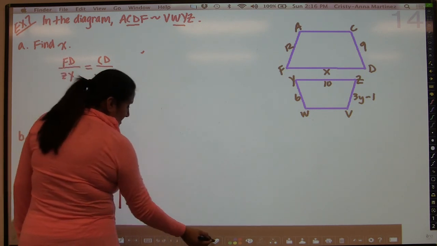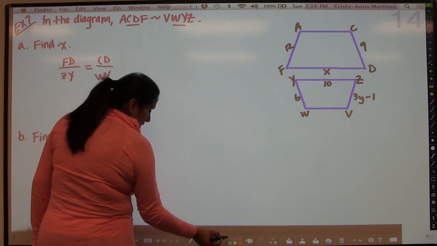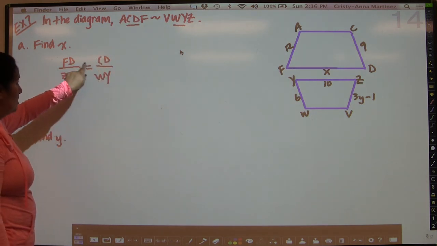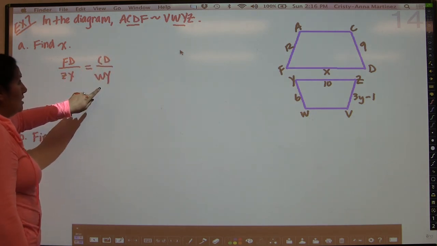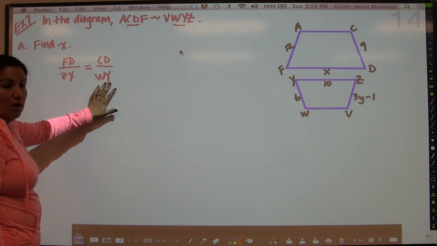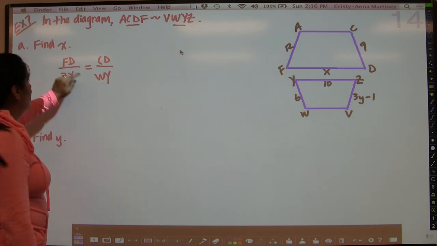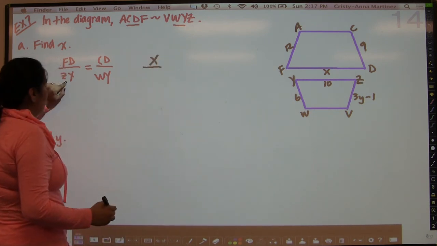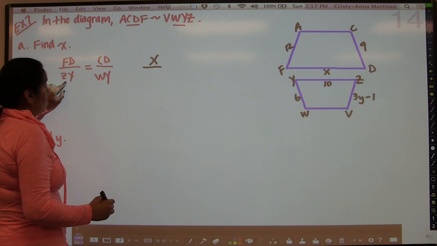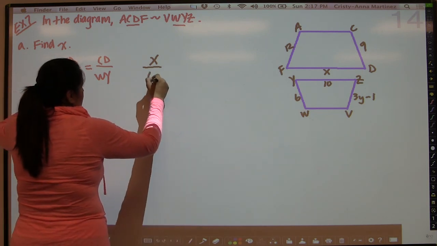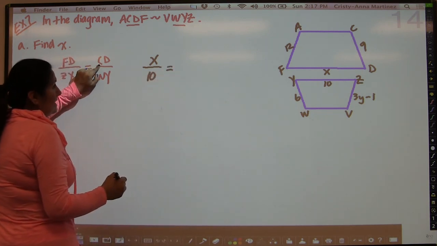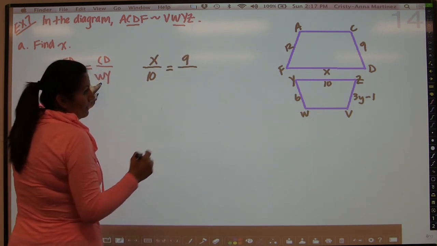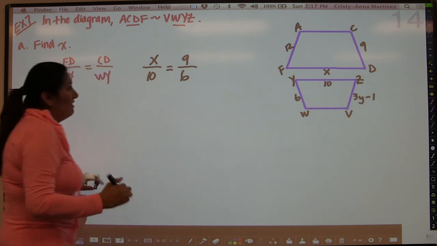Now in case you're wondering, there's a very good reason why I am using the letters here to tell me which portions are corresponding, so that I can fill in what I know and solve for the missing variable. So in other words, what is FD? FD is x. What is ZY? 10. What is CD? 9. What is WY? 6.